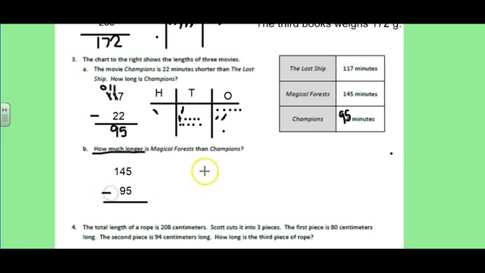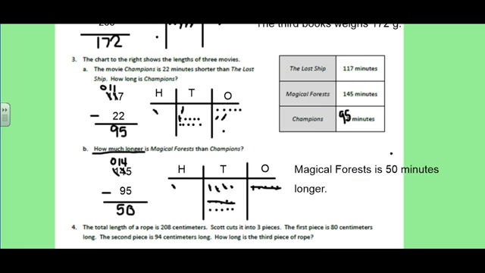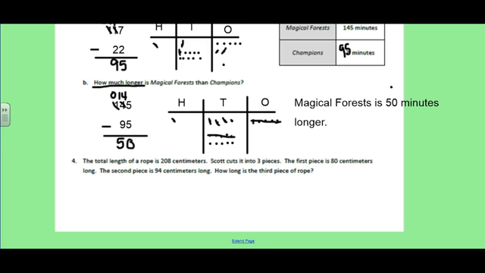So we're going to do what we've been doing, get your place value chart drawn and solve this, and then this one over here to the side, I will want you to write your answer in a sentence. Okay, so when you subtracted those, you should have got 50, so that tells you that Magical Forest is 50 minutes longer. Okay, so this last one's going to take a few steps.